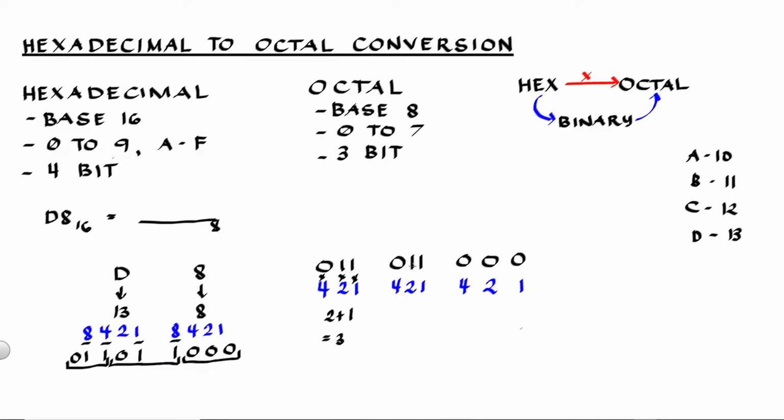For our next group, we have 1 next to 2, so this is 2, plus 1 next to 1 is equal to 1. So 2 plus 1 is equal to 3. And for the next group, they are all zeros. And any number multiplied by 0 is equal to 0. So this is 0. So for our final answer, the D8 hex is equivalent to 330 in octal.